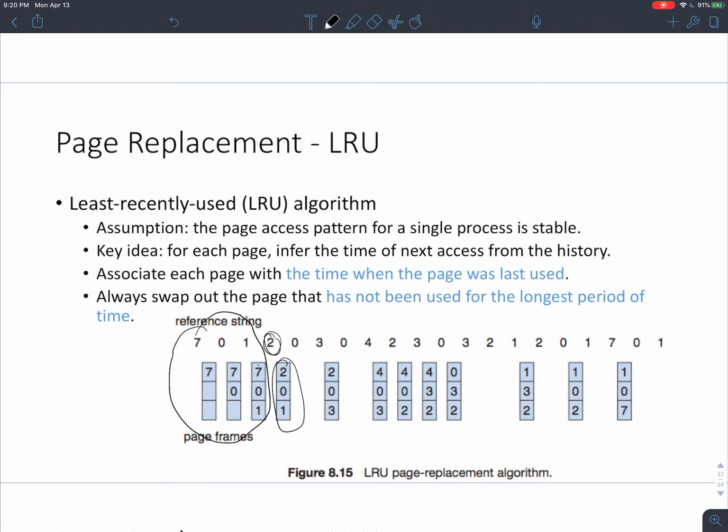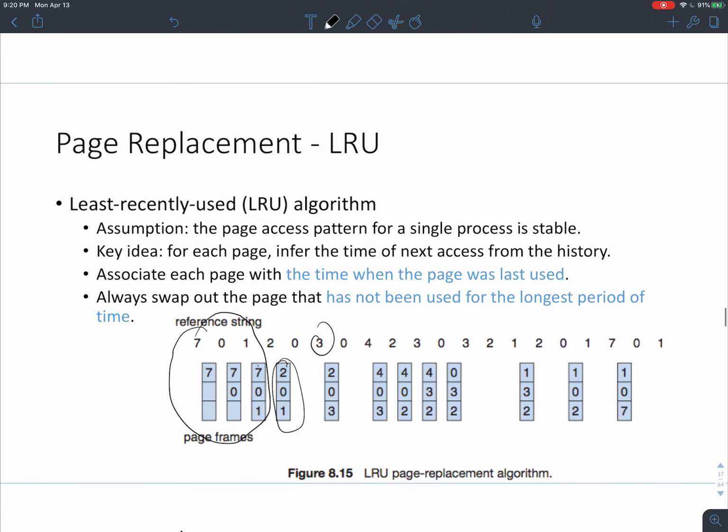And next we refer to page 3. Among the 3 frames, let's check which one has not been referred to for the longest time. The last time we referred to 0 is over here. The last time we referred to 1 is over here. So among the 3 frames, 0 has not been referred to for the longest time.